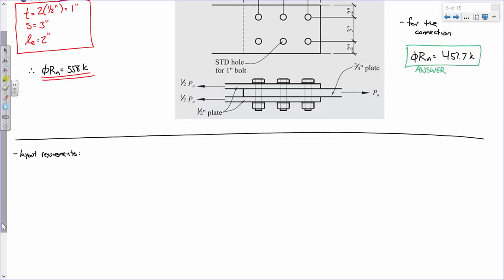Now, let's start off with bolt spacing. So our minimum bolt spacing is 2 2/3 times the bolt diameter. That's 8/3 times the bolt diameter, which for this problem was 1 inch. So that's just 8/3 or, what, 2.67 inches. Okay, now, here comes the question.